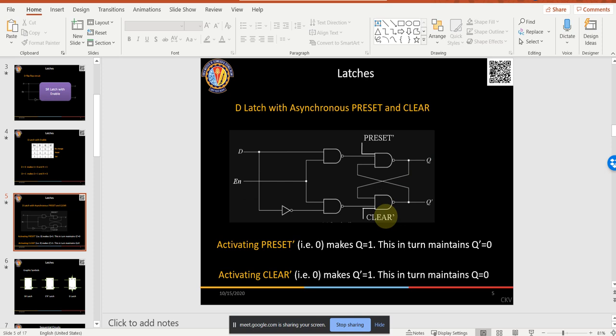Similarly for clear, if you give a 0 here, Q bar will become 1, and that 1 will come here. Since preset is already 1 here, this will be 1, so it will be set to 0 irrespective of what happens, irrespective of D input and enable.